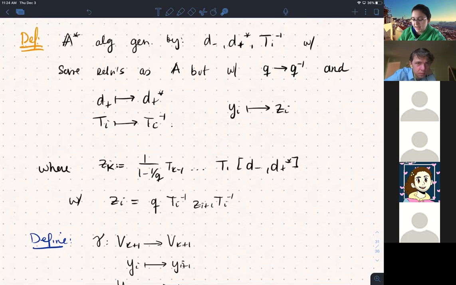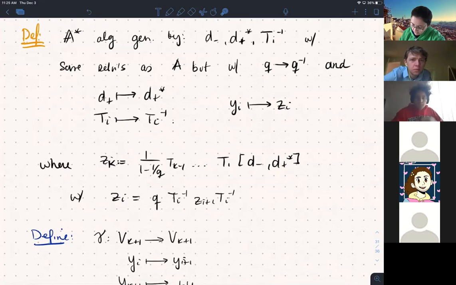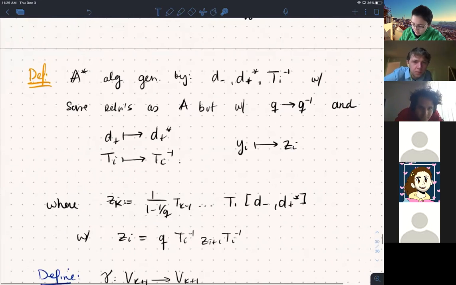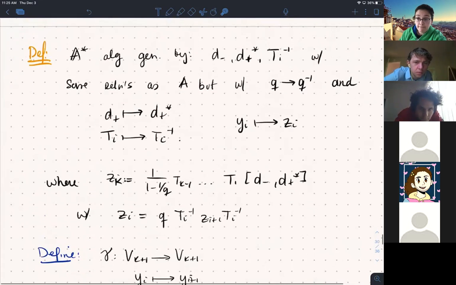Analogously, just like in A, we had this element yi that was multiplication by yi, we're going to construct a new element in this algebra, A star, which we're going to call zi. And zi is defined just like yi was, but where instead of a D plus, we see D plus star. So it's really the same structure. Okay, great. And why do we want to do this?